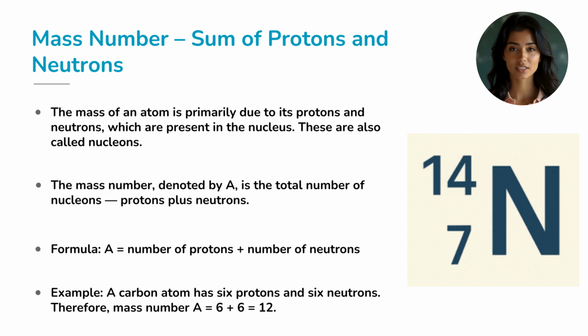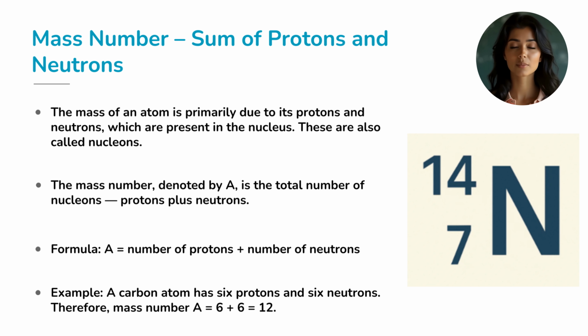If atomic number gives an atom its identity, then mass number gives it its weight. Mass number, symbolized by A, is the total number of protons and neutrons in an atom's nucleus. These two particles, together called nucleons, make up nearly all the mass of an atom.